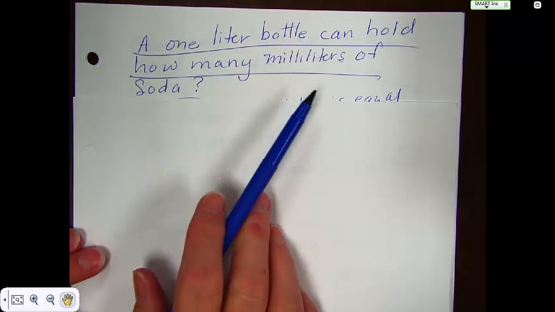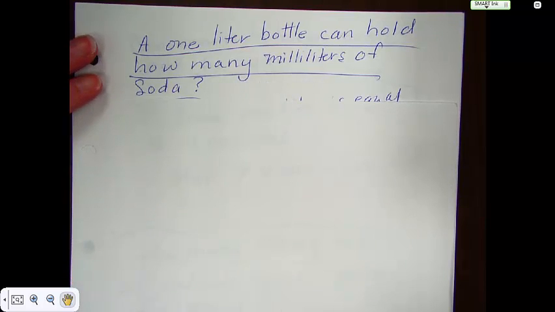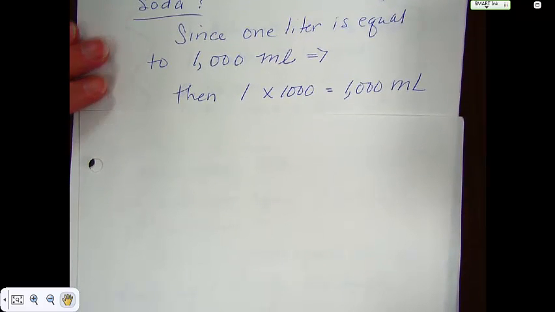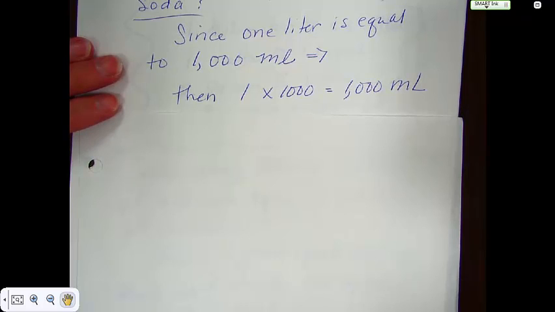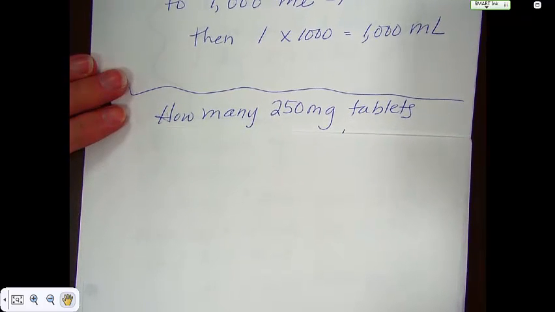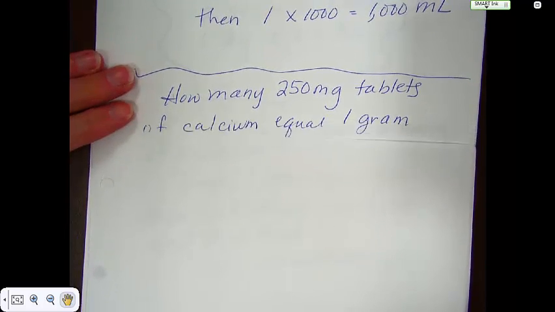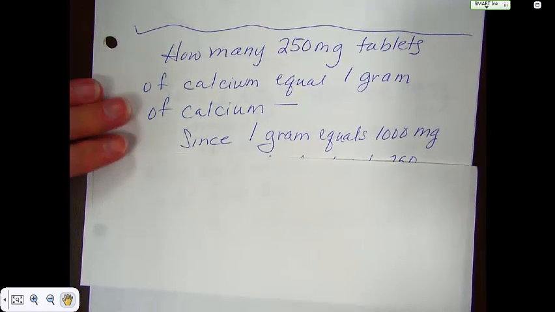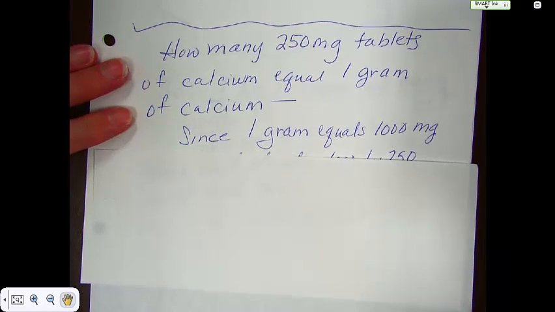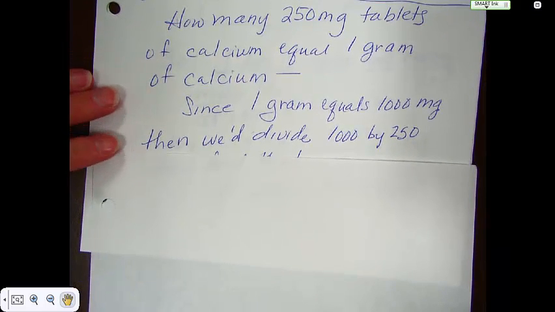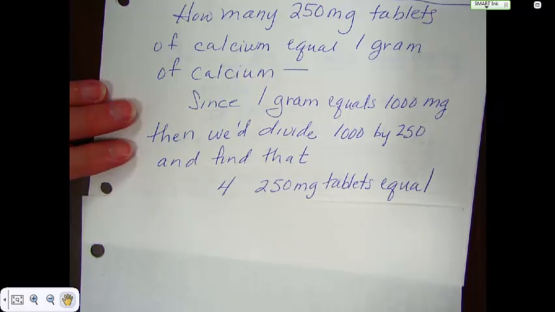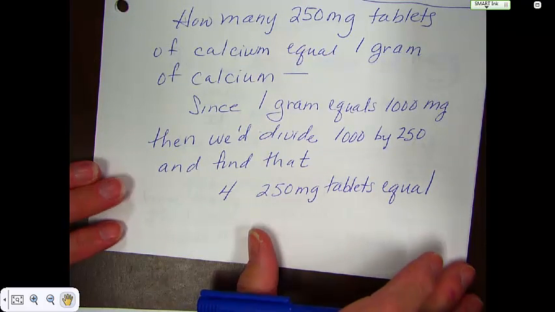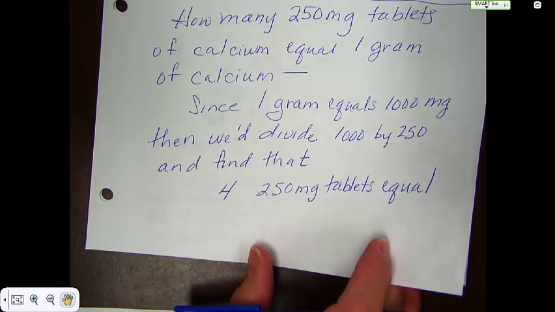A 1 liter bottle can hold how many milliliters of soda? 1 liter is equal to 1,000 milliliters. Then 1 times 1,000 is 1,000 milliliters. So that's pretty easy. How many 250 milligram tablets of calcium can equal 1 gram of calcium? Since 1 gram equals 1,000 milligrams of calcium, we'll divide 1,000 by 250 and find that 4 250 milligram tablets equal 1 gram.